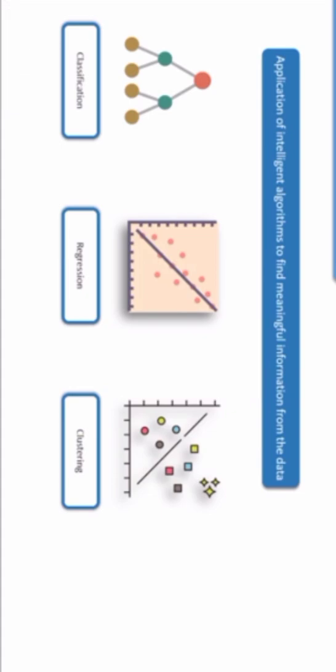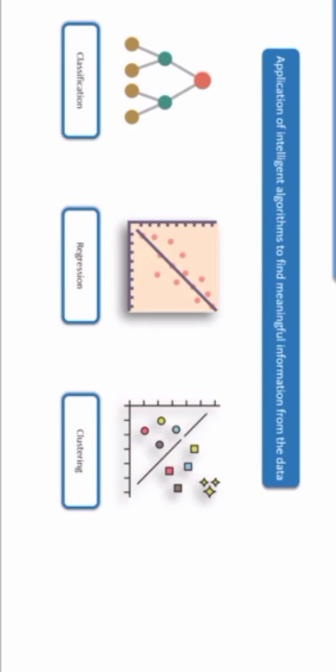Depending on the problem statement, you will go ahead and apply any of these ML algorithms. Let's say the problem statement asks you to classify something into different groups, you will use a classification machine learning algorithm. Similarly, if your problem statement asks you to predict something on the basis of something, you will use a regression algorithm. And if you have to cluster your data into different segments, you will use a clustering machine learning algorithm.